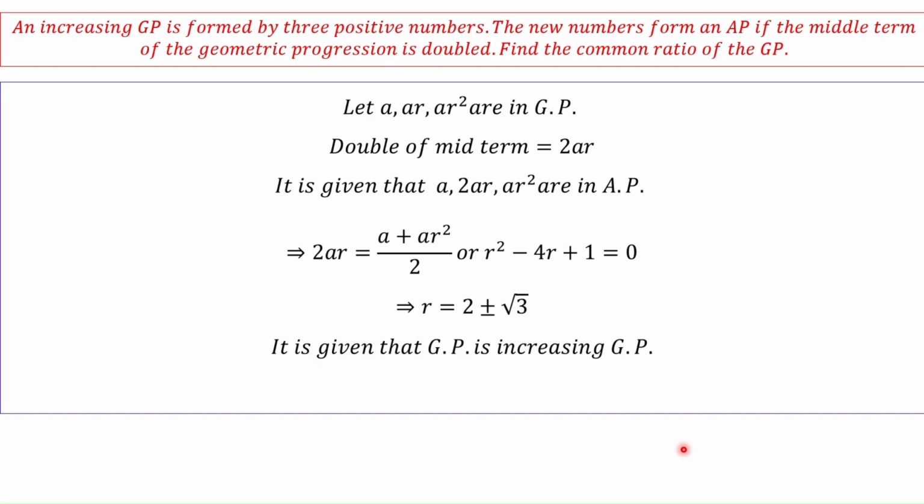Now, this is the common ratio, right? It is given that the GP is an increasing GP. So 2 minus square root of 3 is a positive number less than 1, so it cannot be increasing then. So the only possible value is R equal to 2 plus square root of 3. This is the possible value. Next.